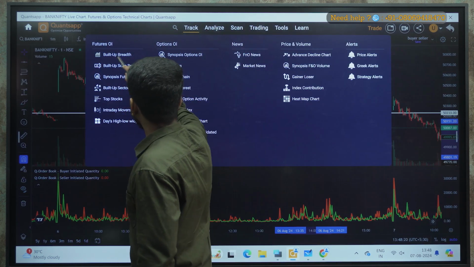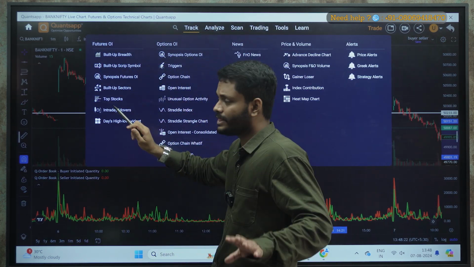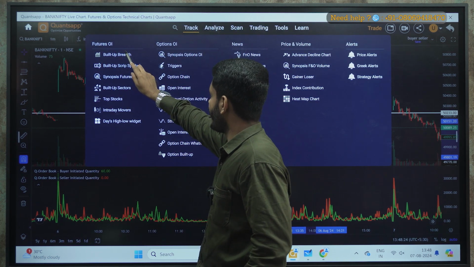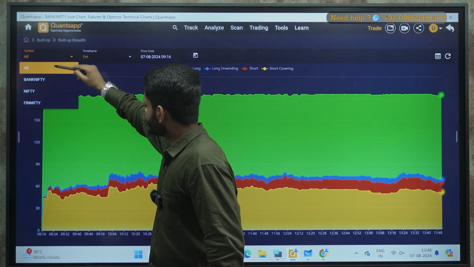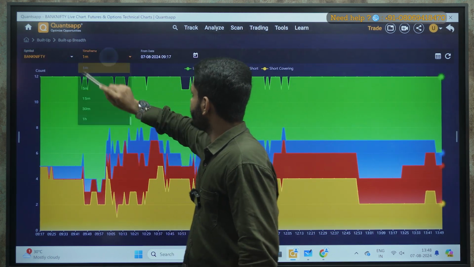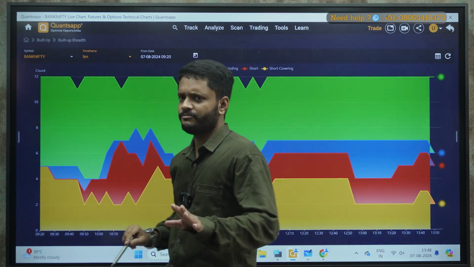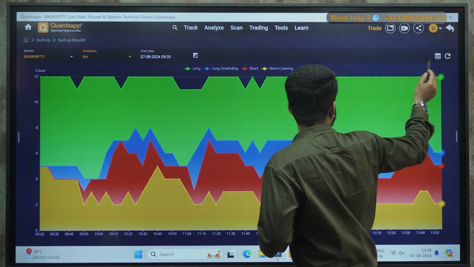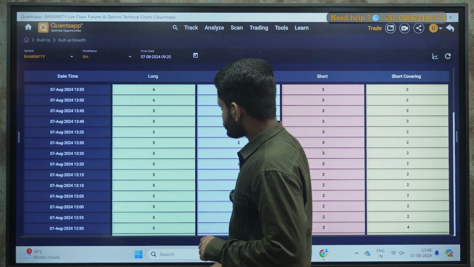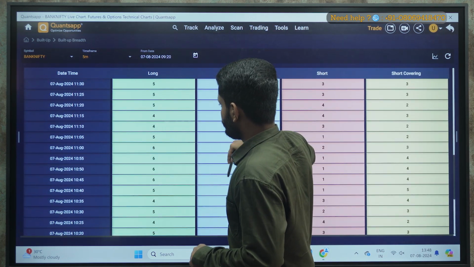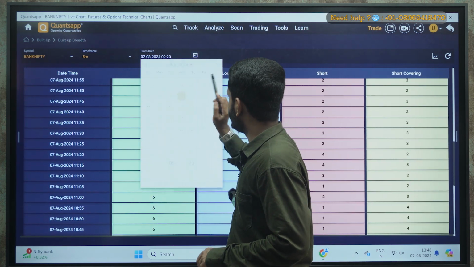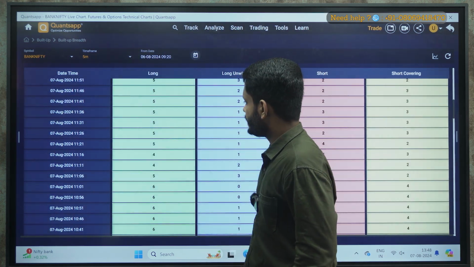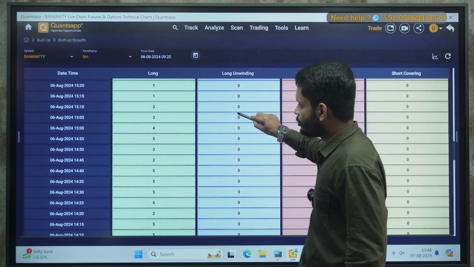Now let me go to Track, and the fall started around 1:30, 1:35, correct? In Bank Nifty yesterday, correct? So here I would keep it as Bank Nifty, and in time frame, let me keep it as 5 minutes to find the data easily. Let me go to tabular format, say 6th August, correct? Okay, let me change the date to 6th August first. Set.